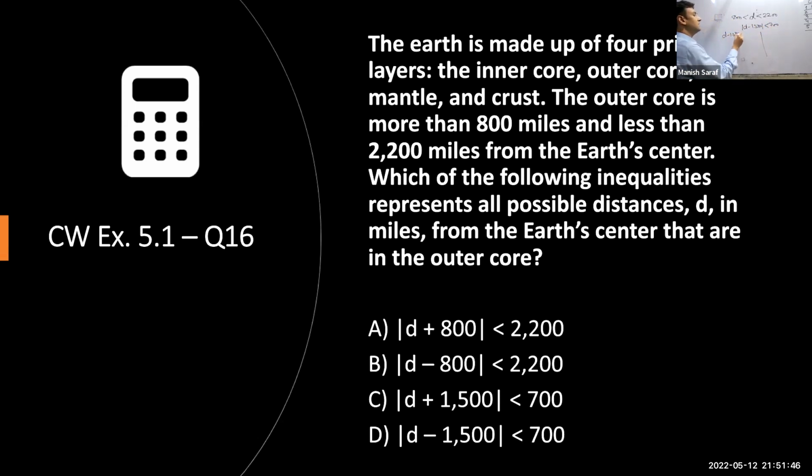d minus 1500 is less than 700, or I can say d is less than 2200. Yes, d should be less than, minus of, मैं पूरा करता हूँ. Multiply by minus 1.